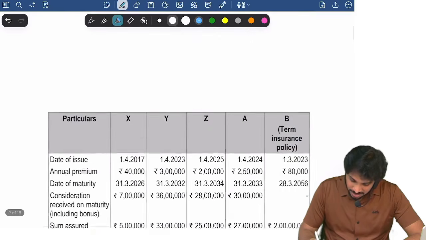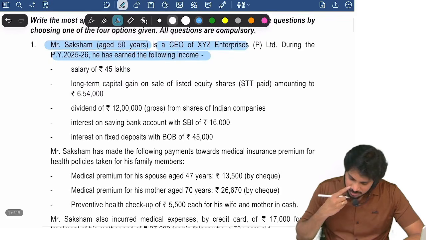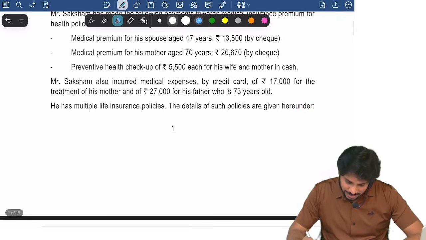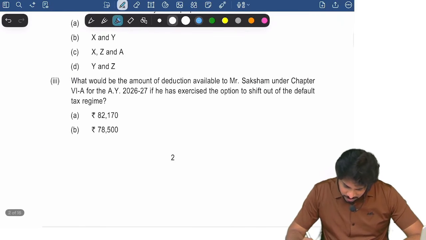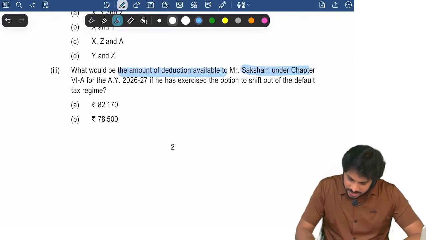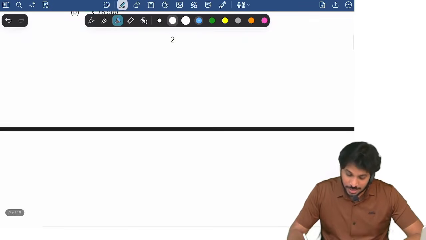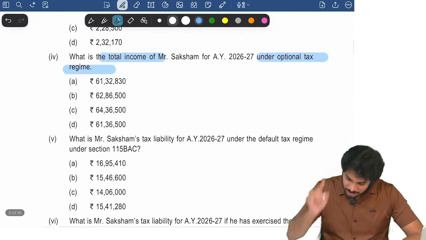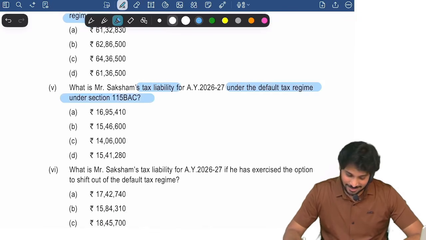What regime? Did they mention the regime anywhere? If nothing is mentioned, it's the default tax regime. Okay, fine. What would be the amount of deduction available under Chapter VI-A if he exercised the option of OTR? Under OTR also they're asking. Again OTR. What is the total income under OTR they're asking? And what is the tax liability under DTR? So many questions.